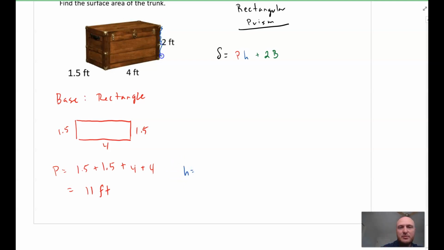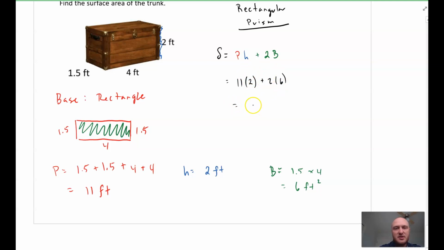Now what is the height? What's the distance between the bases? And that's going to be 2 feet. Very simple. And then our base area, that's this. So 1.5 times 4, which is 6, and that is feet squared. So we can go ahead and plug all of this in. So 11 times 2 plus 2 times 6 gives us, it's what, 28? 28 square feet. And there you have it.